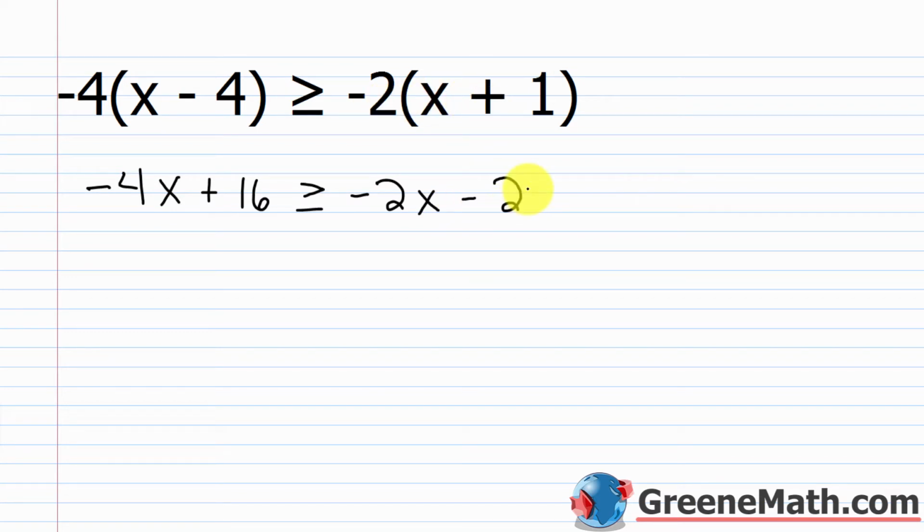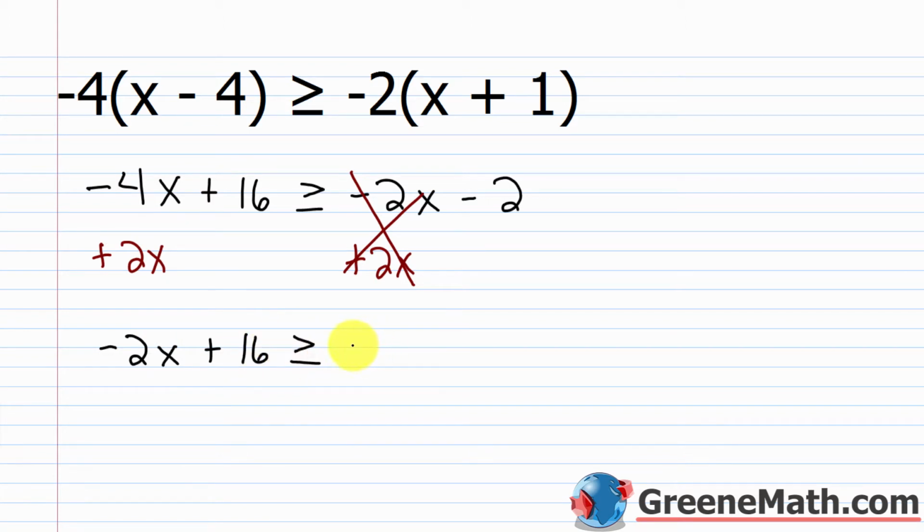Now, just like with an equation, I want all my variable terms on one side of the inequality and all my numbers on the other. So I can use my addition property of inequality to accomplish this. I can add 2x to both sides of the inequality. This will cancel. We have negative 4x plus 2x, that's negative 2x. So then plus 16 is greater than or equal to negative 2.